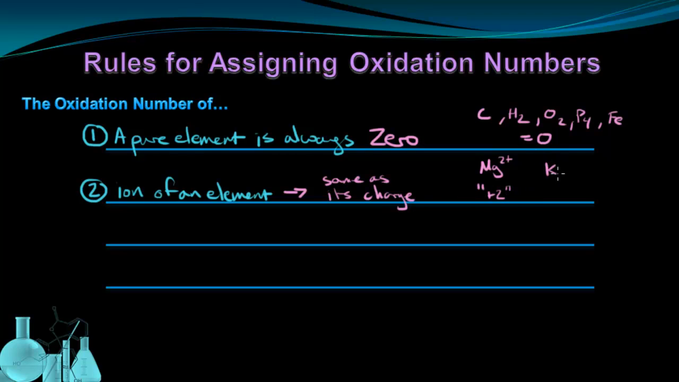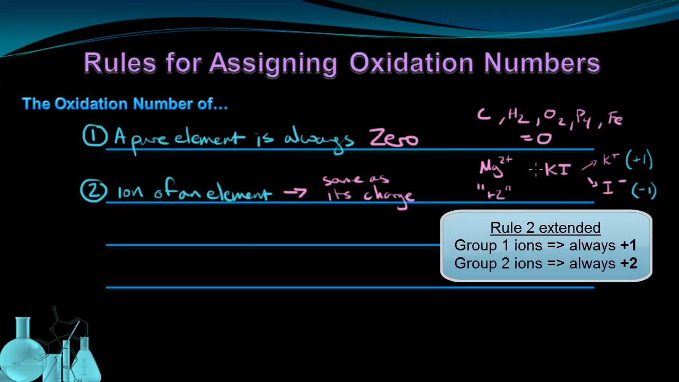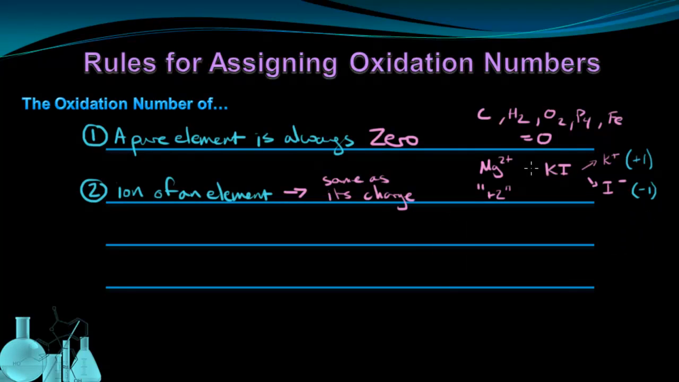And even for an ionic compound, like potassium iodide, which is made up of ions, we know it's made up of K+ and I-. So the potassium ion here has a +1 oxidation state, and the iodide ion has a -1 oxidation state. And there's two side notes we can make about this rule that are really helpful to remember. A group 1 ion, so ions made of group 1 elements like lithium, sodium, potassium, are always going to be +1. Whereas group 2 ions are always going to have a +2 charge or a +2 oxidation state.